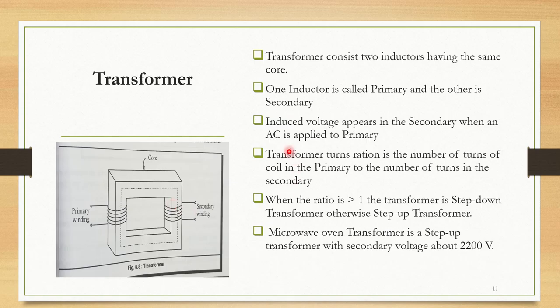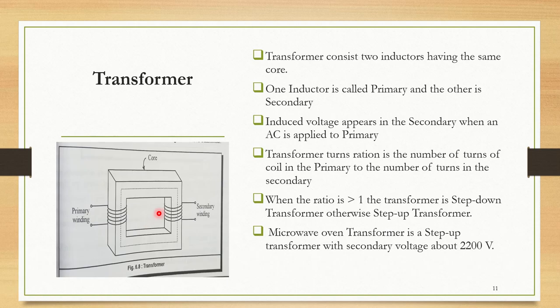Induced voltage appears in the secondary when an AC is supplied to the primary. When you supply AC current here, because of the magnetic field it generates, here also current is induced, voltage is induced. So whatever voltage you give, the same voltage is induced here, if the number of turns of the coils is the same in both places.